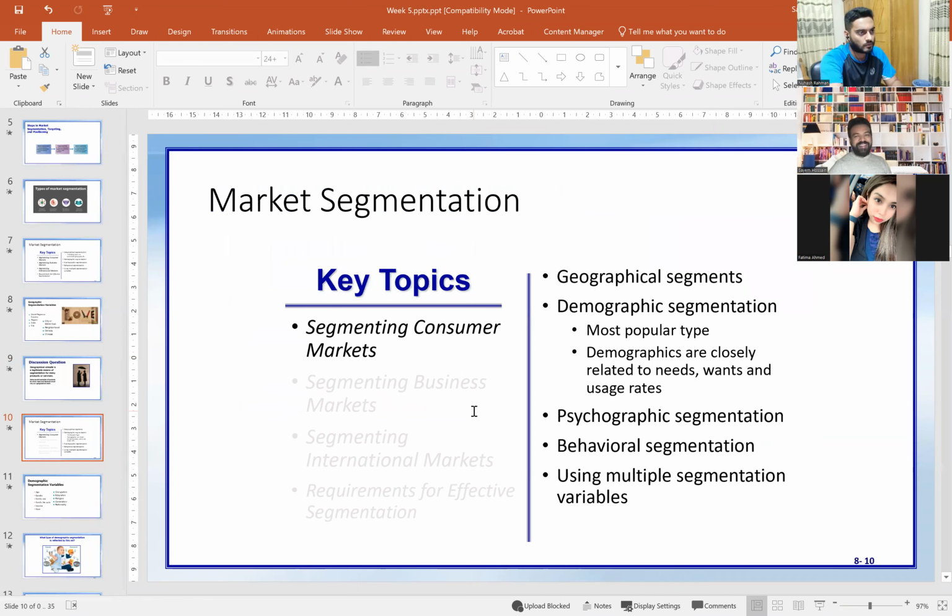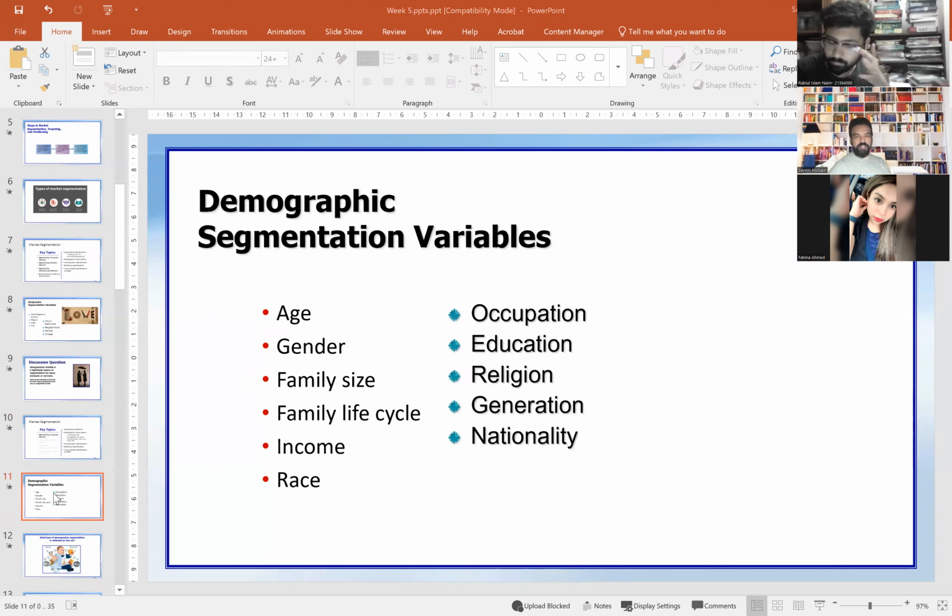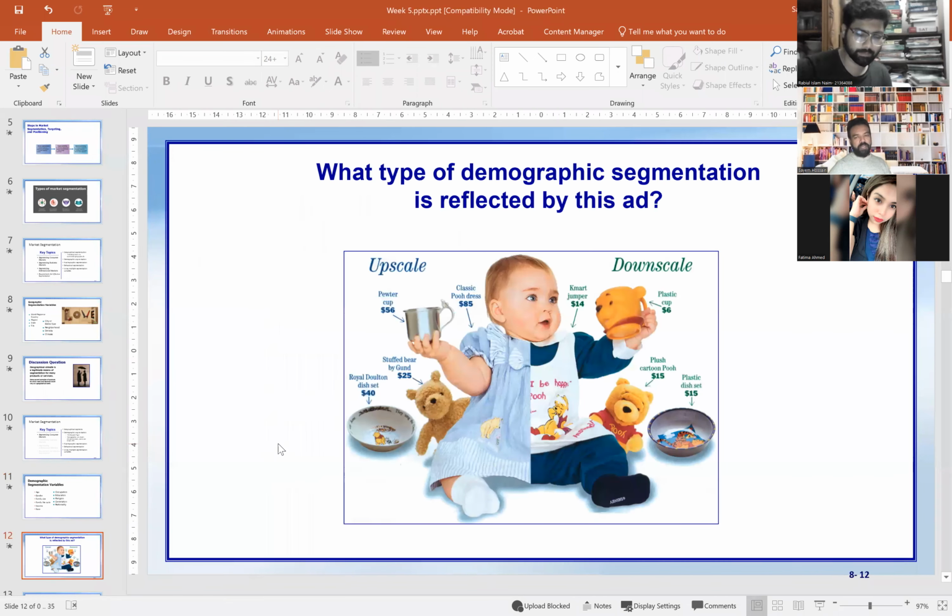Next one is the demographic factor. Who can tell me what a demographic factor is? Simply put, the word demography suggests it's all about age, gender, family size, family life cycle, income, race, occupation, education, religion, generation, nationality. All of these are part of your demographic factors, and based on that, you can easily target or segment the market.